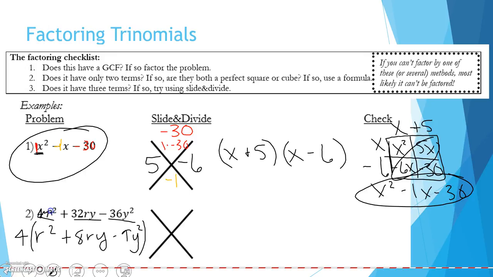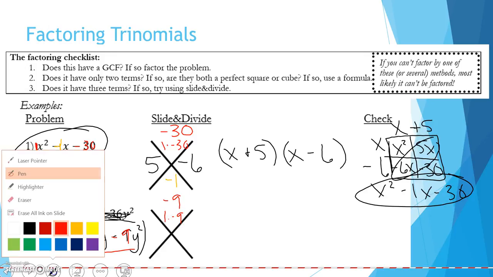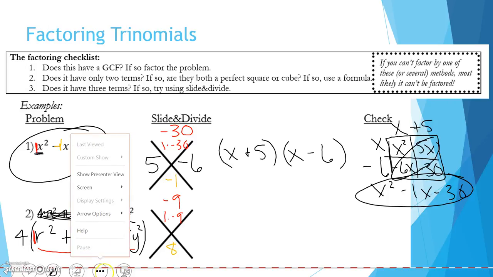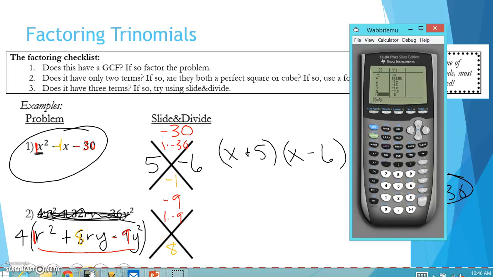So the first thing I do is I get rid of that original problem. I'm only focusing on what's left inside the parentheses, and I'm also going to ignore the 4 out front right now. I take the first number, which is 1, and multiply by the last number, negative 9. So negative 9 is up top. Then the middle number, 8, goes down bottom. I use my calculator to figure out what multiplies to negative 9 and adds to 8. So I go to y equals, and I put negative 9 divided by x, second graph.